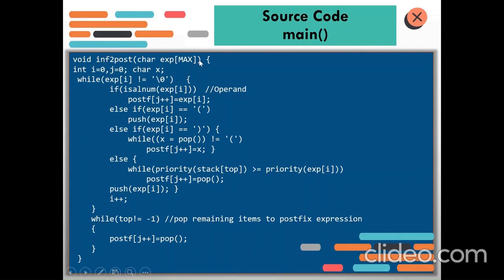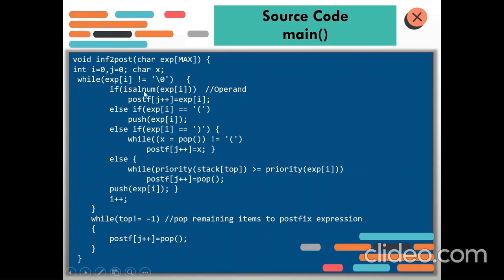So this is the function. Here we are doing the traversal part. While is used for the traversal, right, from this place to this place. So in the while loop we are checking if the current input symbol is an operand, which is checked by this isalnum function. That means we are checking for an alphanumeric character. If it is an alphanumeric character, what?